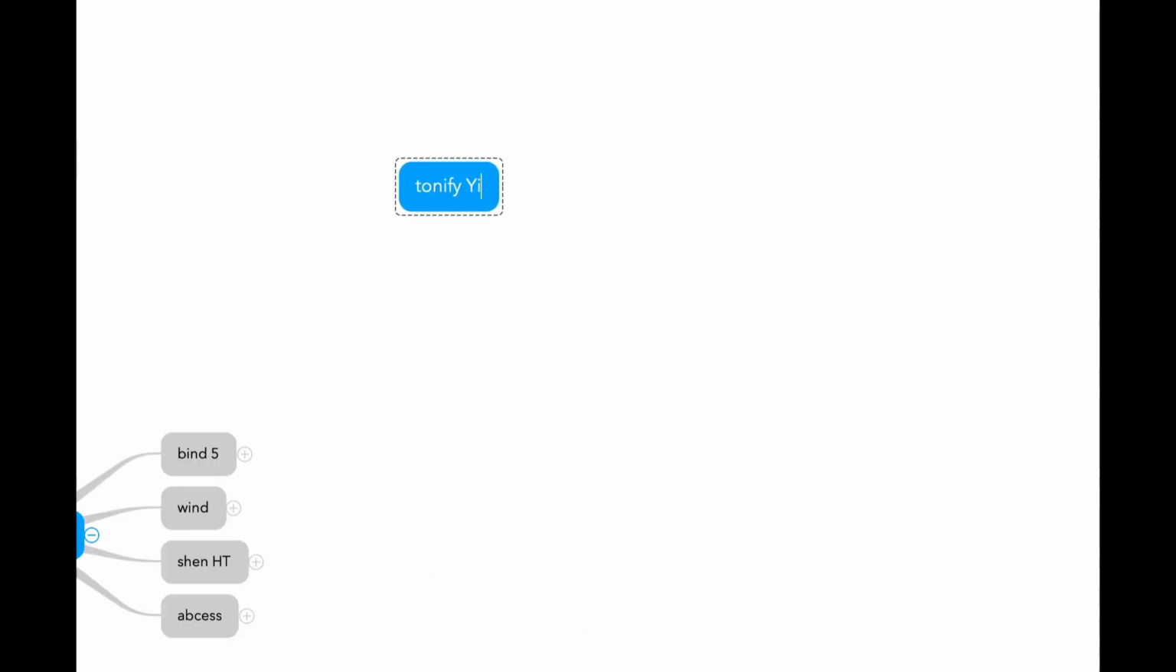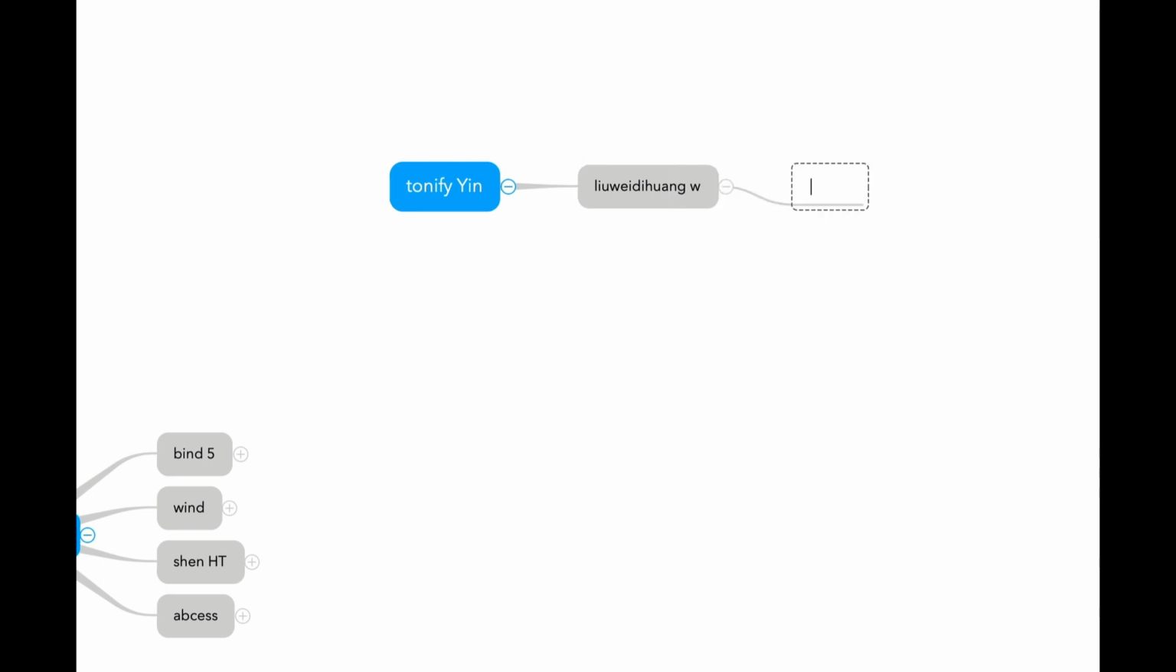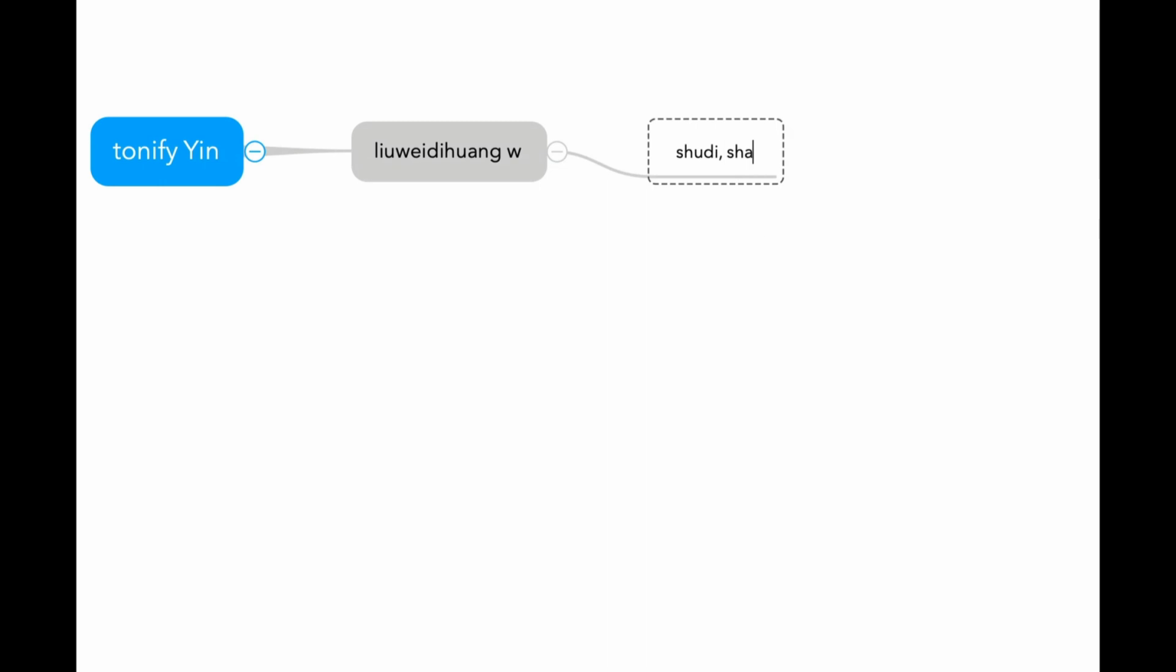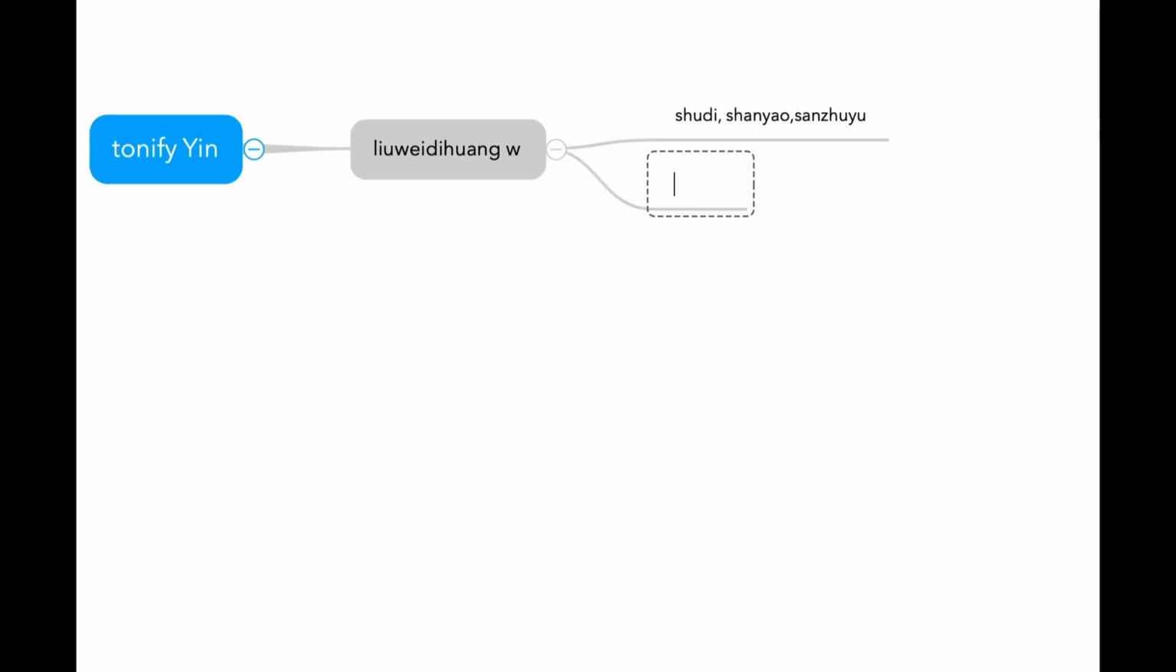Tonifying yin formulas. Liuwei Dihuang Wan. Liuwei Dihuang Wan. It tonifies Shudi and Shanyao, and Shanzhuyu, and Fuling, Mudanpi, and Zexie. So these three tonify and these three sedate.